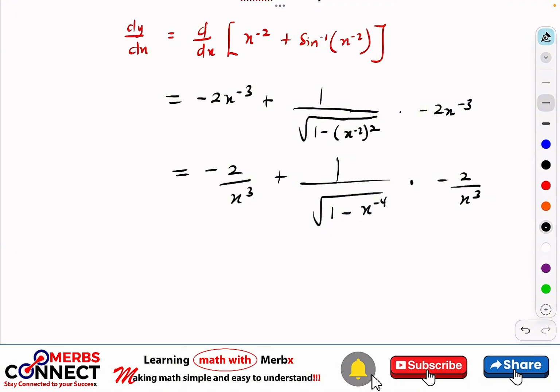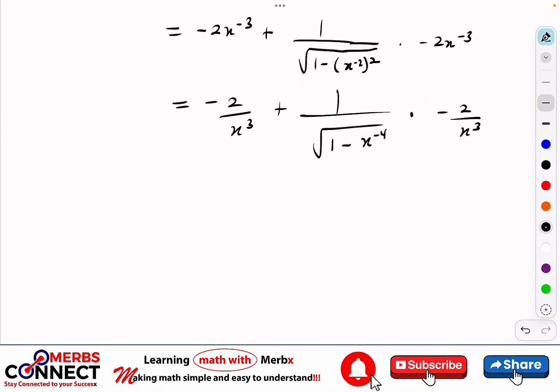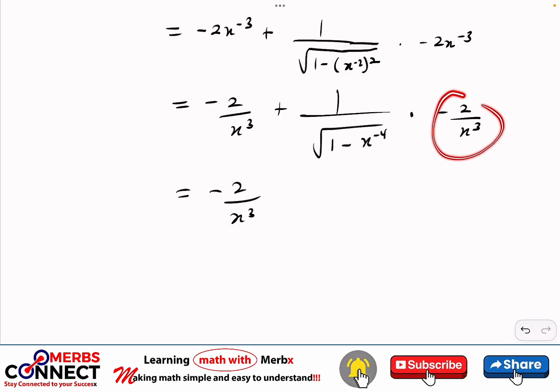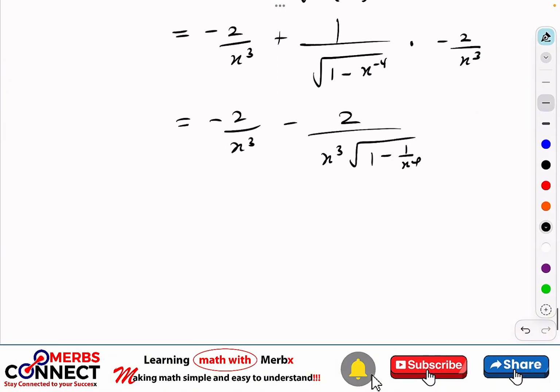Now we can play around with this. Let me just play around with it and see what we are going to get. If I'm trying to simplify, you can decide not to do that, but let me play around with it. So I multiply this one by this, and I'm going to have minus 2 divided by x to the power 3, times 1 minus, this is the same as 1 over x to the power 4. This is the same as minus 2 over x to the power 3 minus 2 divided by x cubed.